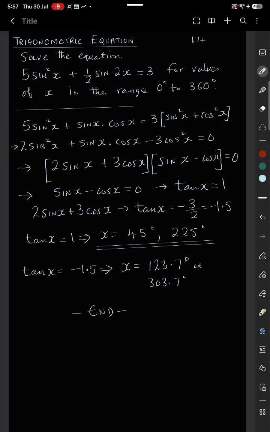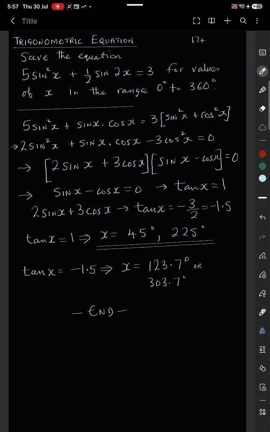Good evening. The subject of this video is a trigonometric equation suitable for years 17 and above. What we want to do is to solve the equation 5 sine squared x plus 1/2 sine 2x equals 3 for all values of x in the range 0 to 360 degrees. So we're not after the general solution.